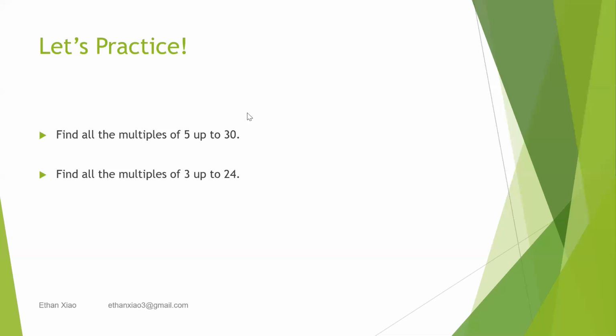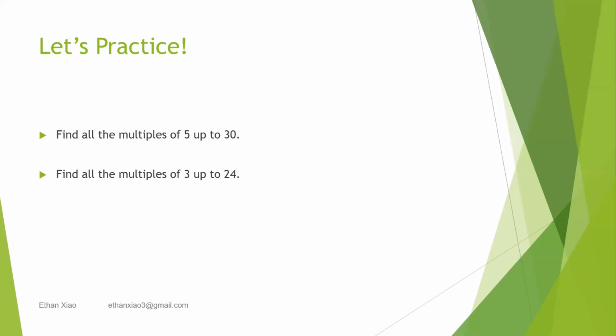Alright, since a lot of you are done with the first problem already, I'm going to do that one. So find all the multiples of 5 up to 30. Basically, we're just finding everything on the times tables of 5 up to the number 30.